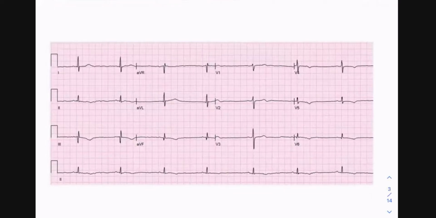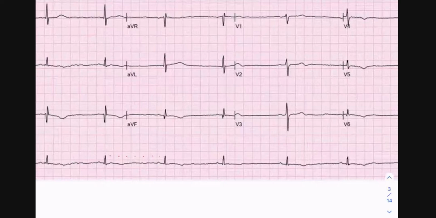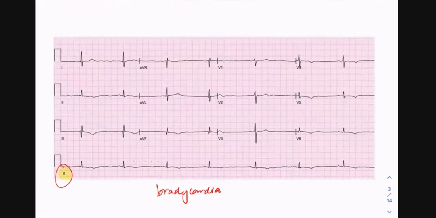Moving on. So what I see here is, I'm going to start with my lead 2. The first thing, the rate is extremely slow, right? This is 300, 150, 100, 75, 60, 50, 45. So extremely bradycardic here, and that's what I'm seeing in this EKG. I see extreme bradycardia, no other abnormality as such.